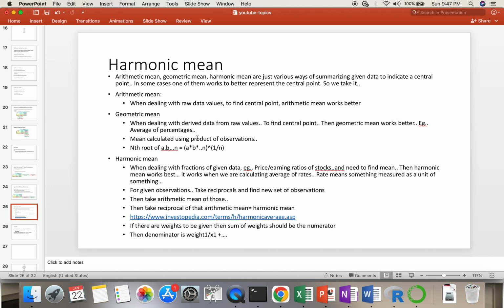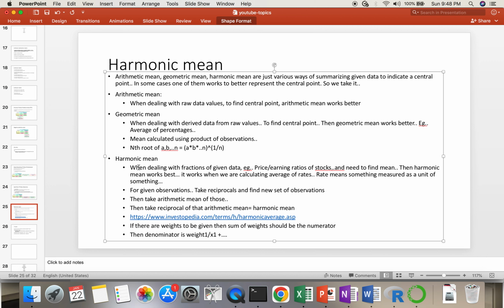The mean calculated using the product of observations is the geometric mean. That is, if we have certain derived data here, a, b, and n, the geometric mean of this is the product of these raised to the 1 by n, the nth root of that. For example, if a and b are the two derived values from the raw values, the geometric mean is the square root of a into b.